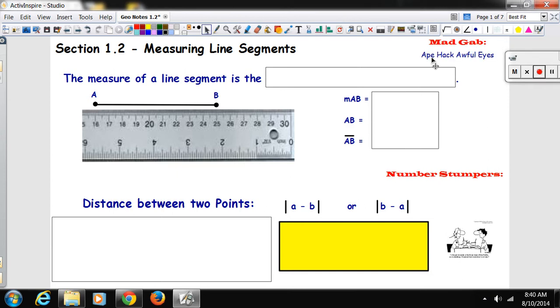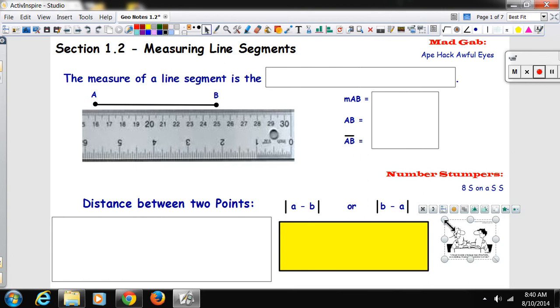If you can figure out "ape, hack, awful, eyes," and if you put that together fast, you could see what statement that says. You can write it on a piece of paper, put your name on it, and give it to me tomorrow. Or there's a number stumper right here, 8S on ASS. You don't have to write those down, but you can try those.